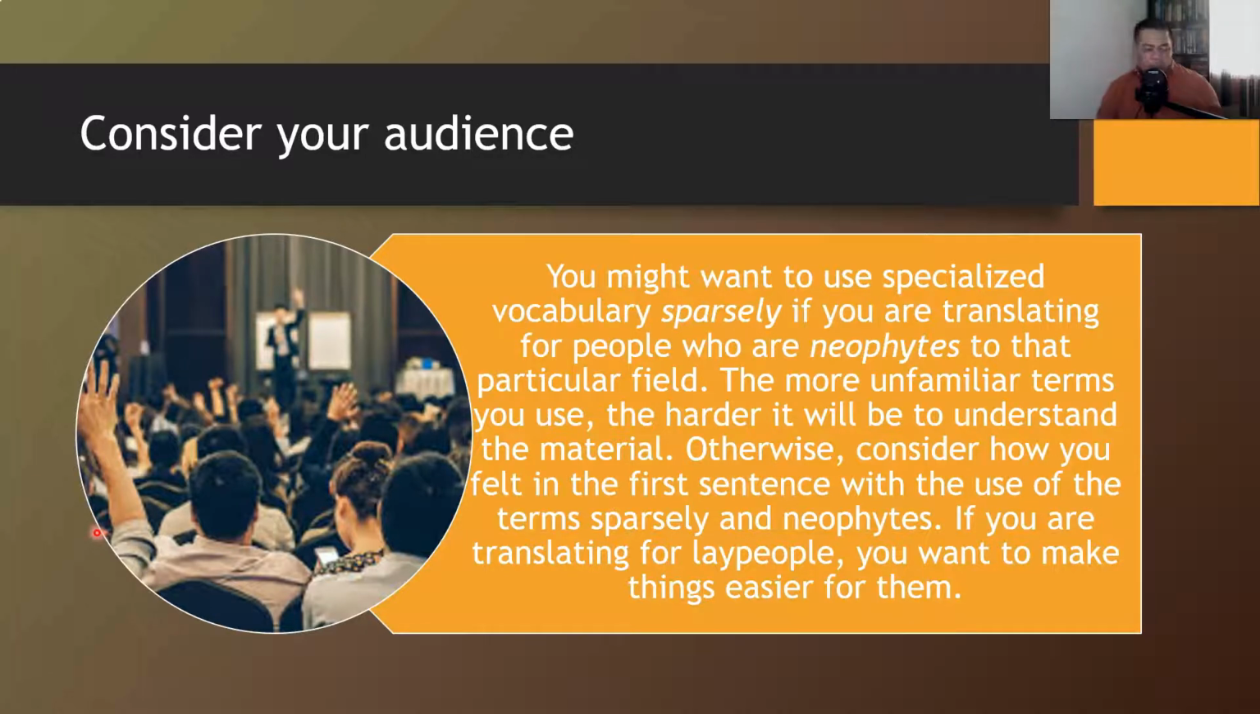Of course, we don't want to do that. Also, remember the point I told you: if you are translating for specialists in the field, I would advise that you use the specialized terms and that you do not provide explanations for those, because it's going to be like you are talking down to them. It's going to be like, yes, I know what you mean.